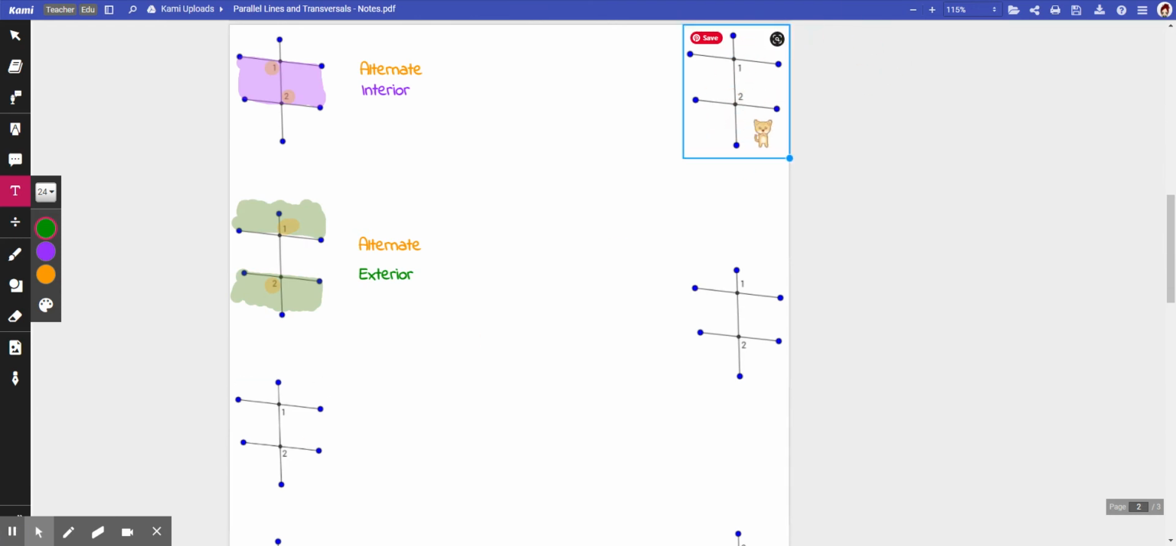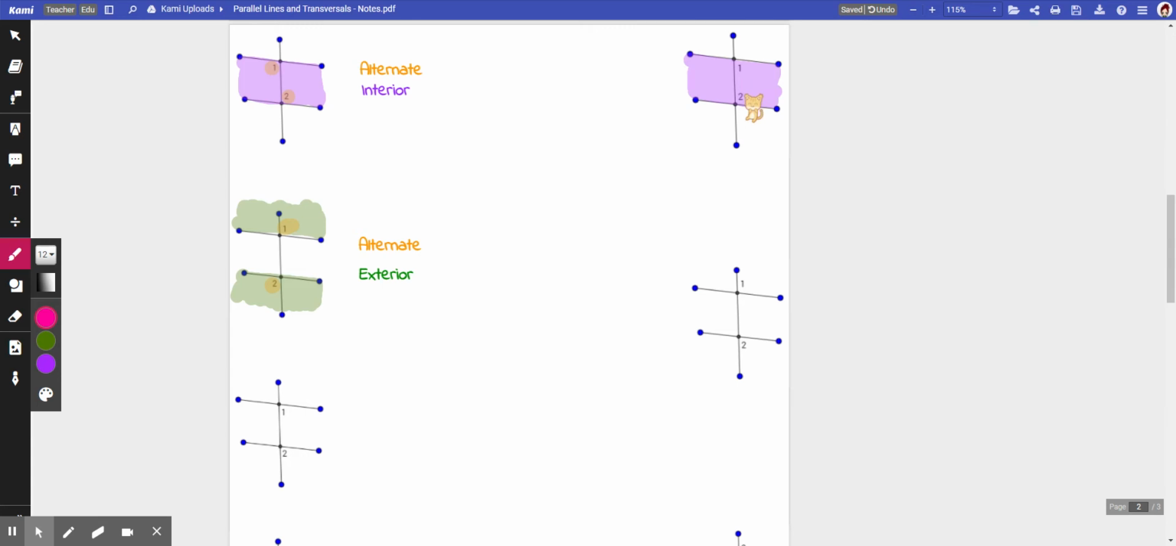And for this one over here, they're in between again. They're in that interior, but now they're on the same side of the transversal.